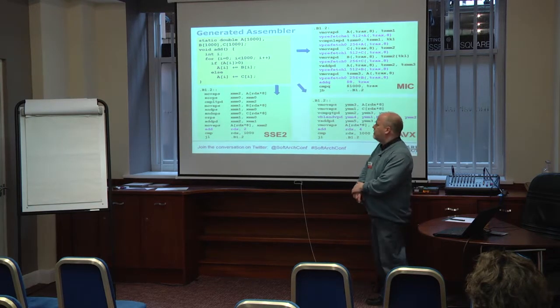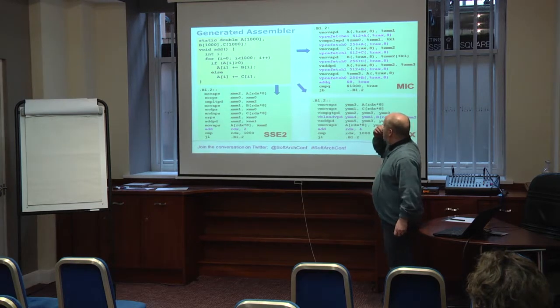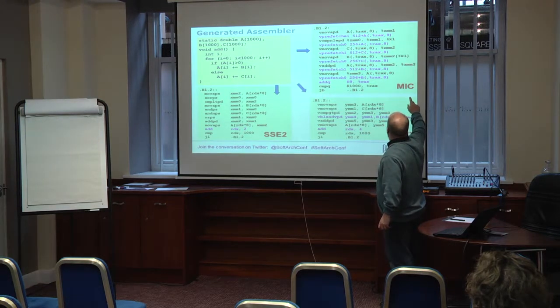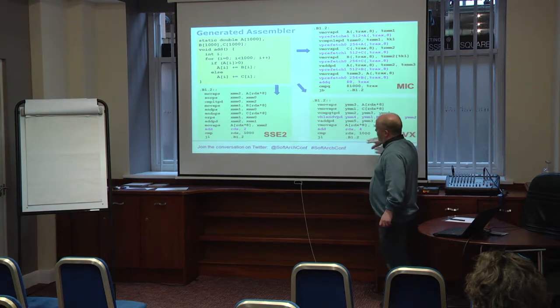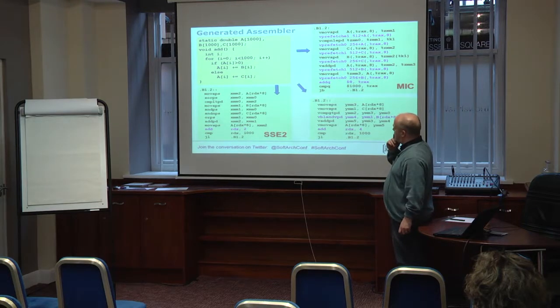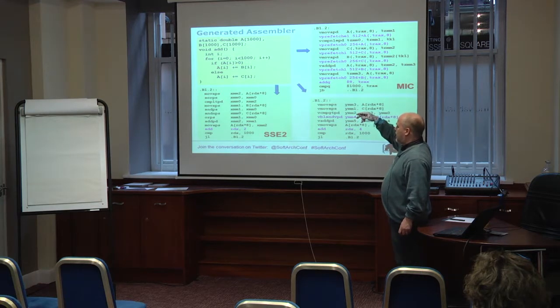So here's an example of some generated code. That loop there, if it's vectorized, it can be, we've got 3 different versions. We've got MIC, AVX, and SSE2. And the thing that you will note is that it's a loop. It's going around 1,000 times. And what we're doing is a calculation.